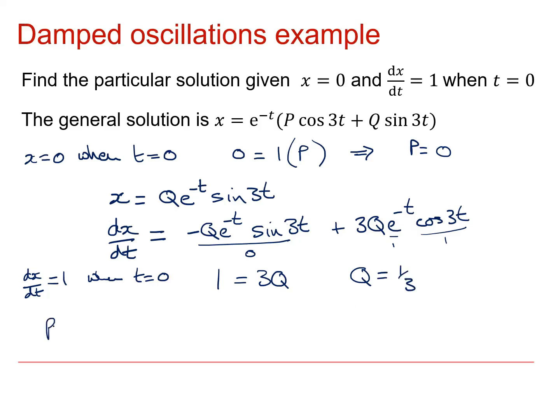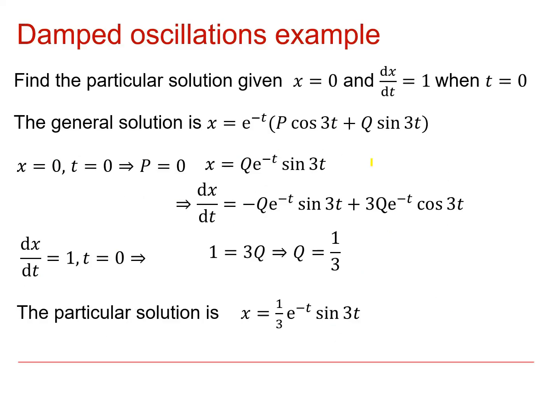And so my particular solution is going to be x equals 1/3 e to the minus t sine 3t. Again, that's written up more neatly. Here's where I've used x equals 0 and t equals 0. Gives me that p is 0, so I haven't got any cosines in the final solution, so I just get this. Differentiating that and plugging in these initial conditions, I end up with q as a third, and therefore this for the particular solution.